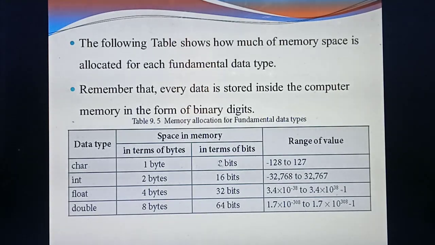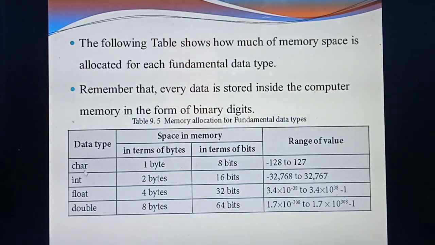They have given it in terms of bits as well as bytes. One byte is a combination of how many bits? This is very important. 1 byte means 8 bits. Understood? 2 bytes means 16 bits, 4 bytes means 32 bits. You should remember this.